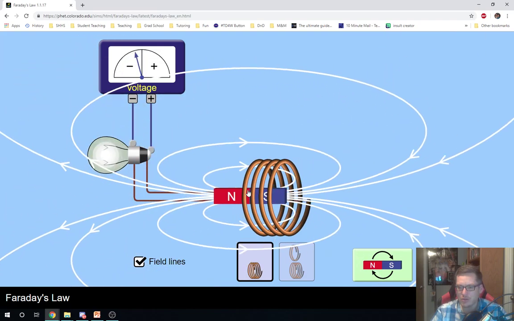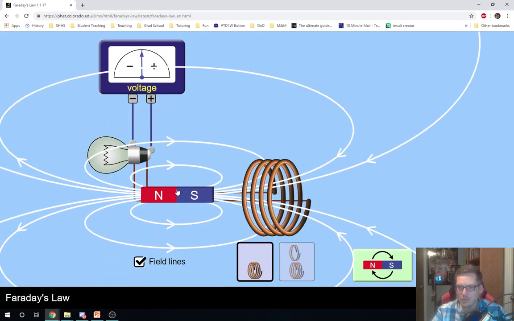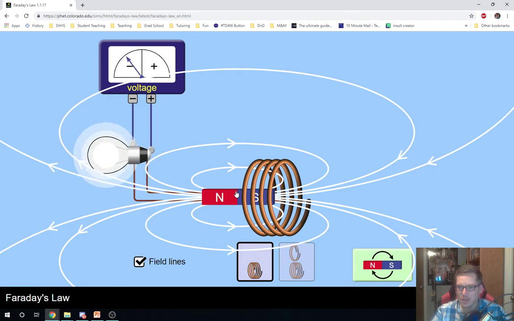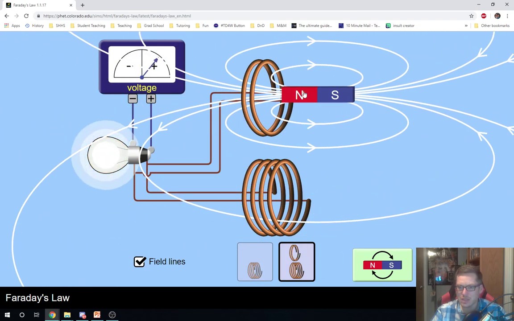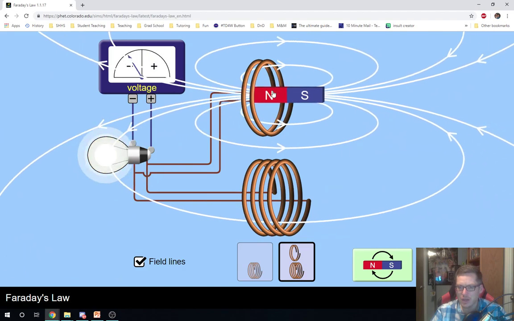Notice here that one way I max out my voltage positive, and the other way I get a negative voltage. Might be a little easier to see over here. So when I go left, it goes negative, and when I go right, it goes positive.